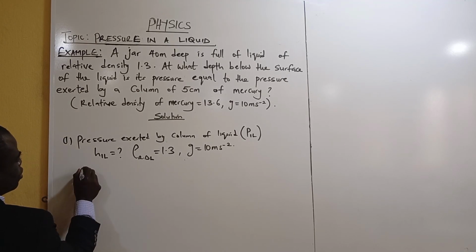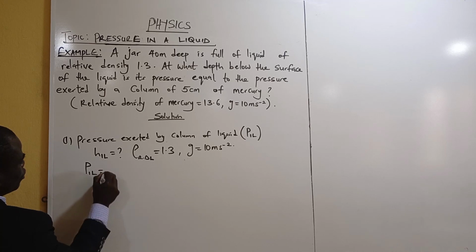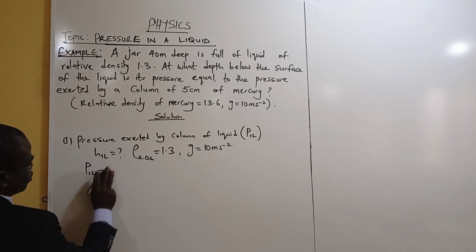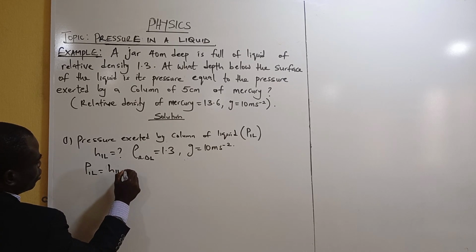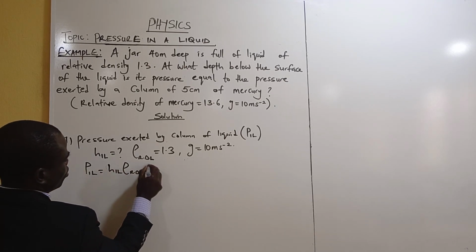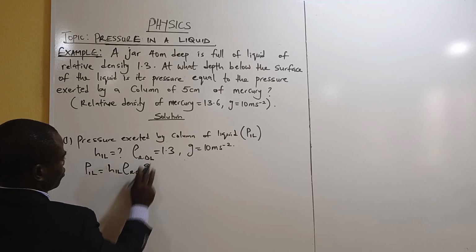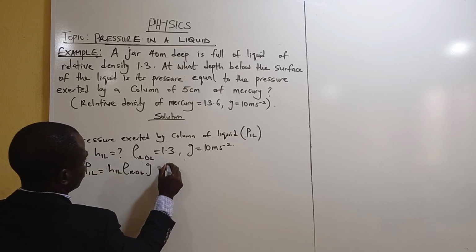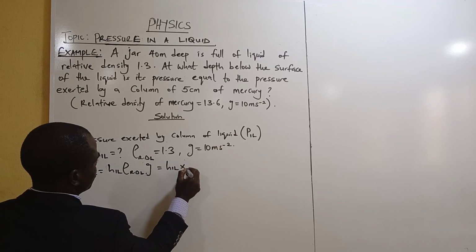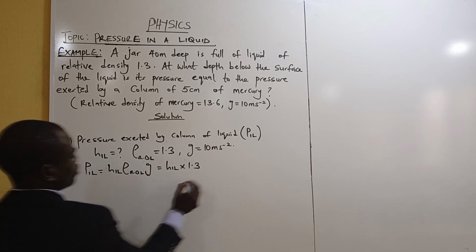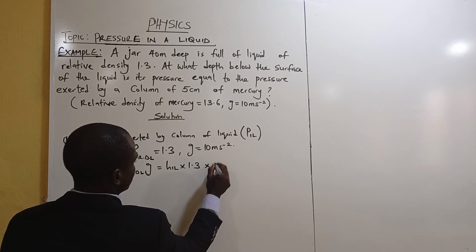And your pressure of the liquid will be P1L equals H1L, the height, multiplied by the density of the liquid, multiplied by the acceleration due to gravity, which is H1L multiplied by the relative density 1.3 and multiplied by 10.